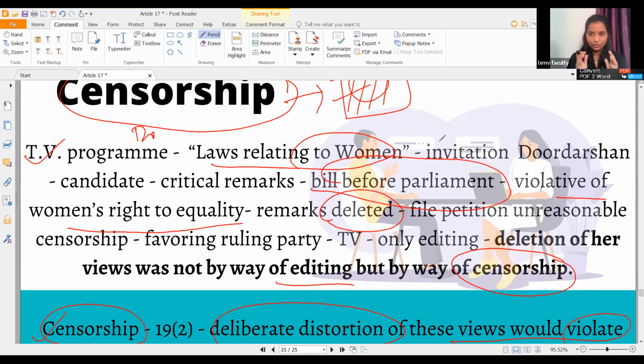It can be done. I told you, sir, it is a right protected under Article 19(1)(a), so it has a restriction, because it is also an interview. If it is justified under the restrictions, it can be done.